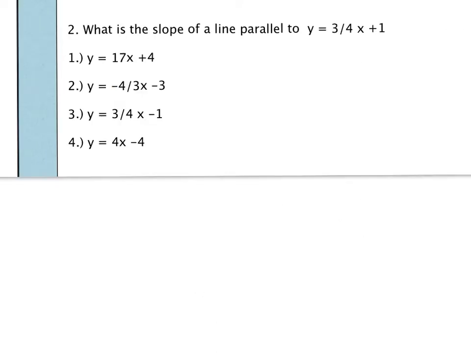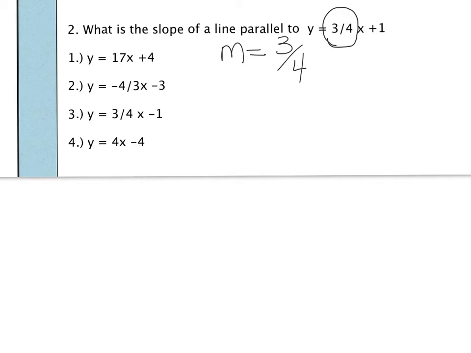It says, what is the slope of a line parallel to y equals 3/4 x plus 1? Okay, so again, lines that are parallel have the same slope. So we're going to find the slope. There it is. The slope is 3/4. So m equals 3 over 4.